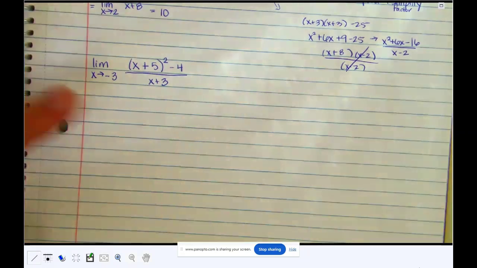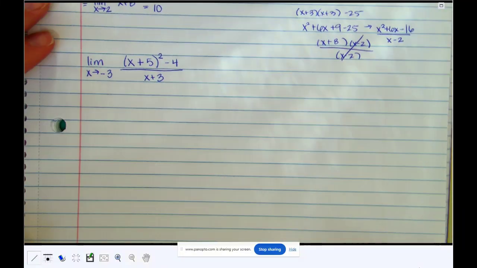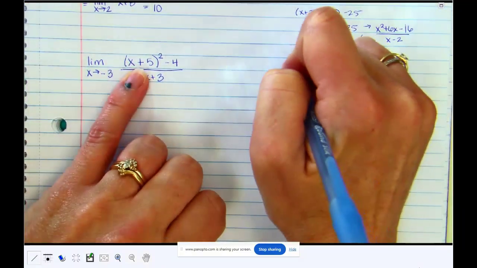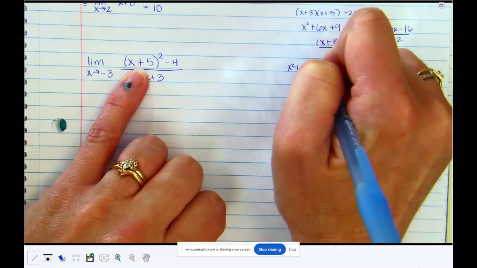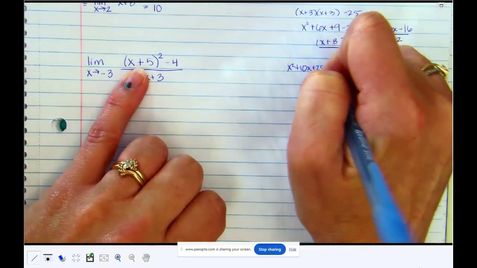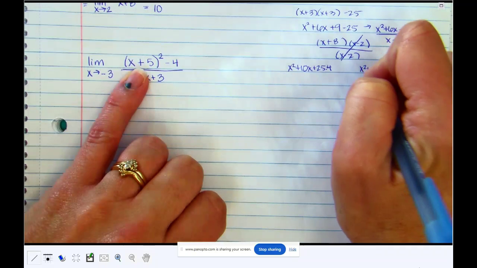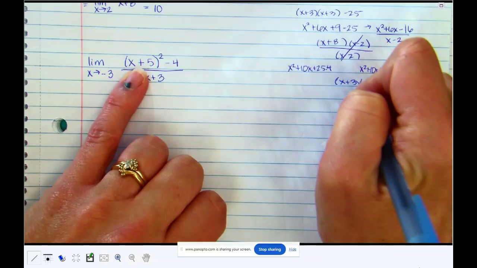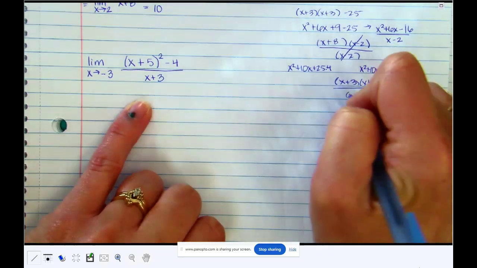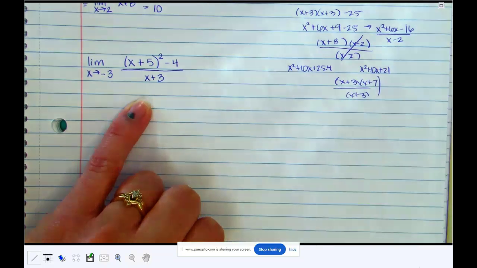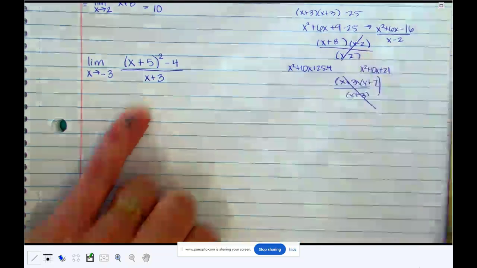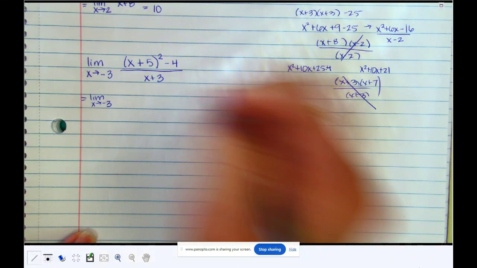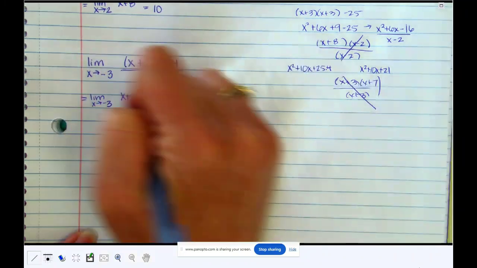Okay, what's the answer? Final answer? 4, correct. So when you expand this, x squared plus 10x plus 25 minus 4. Minus 4. So x squared plus 10x plus 21, which factors to x plus 3, x plus 7 over the x plus 3. And so what you're left with is the x plus 7. So make sure you write it. Say it 4,000 times. You're going to get tired of hearing it, and somebody will still not write it. X plus 7 equals 4.